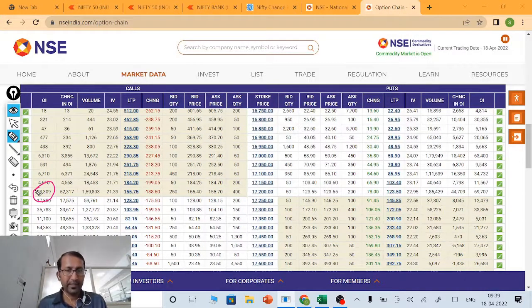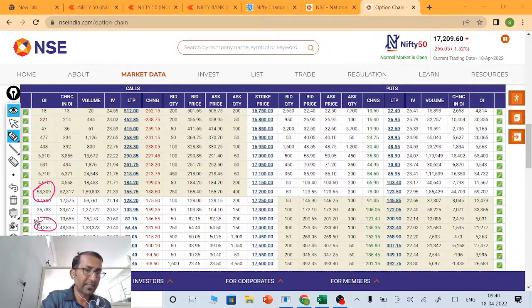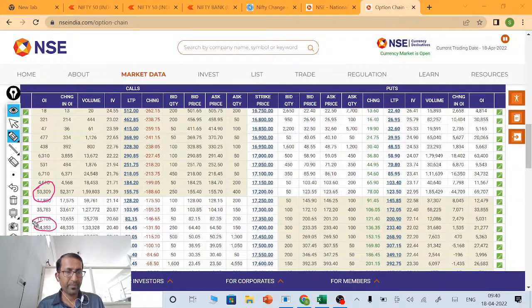So now the market is around 17,200. 17,200 will be a resistance. Then 17,400 will be the next level of resistance, followed by 17,500 and 17,600. So 17,200 will be a very high resistance.